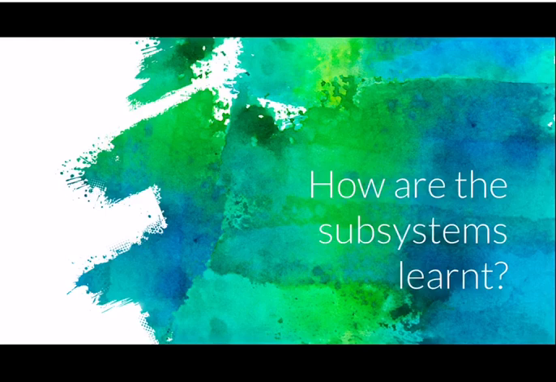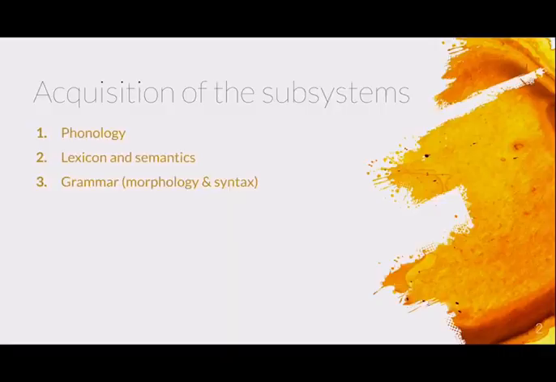Today we're going to look at how children learn the subsystems as they go through the 4 stages of language acquisition. Okay, so we're going to look at it in 3 separate sections. First of all, phonology, then lexicon and semantics, and then grammar. So we're going to put morphology and syntax together.